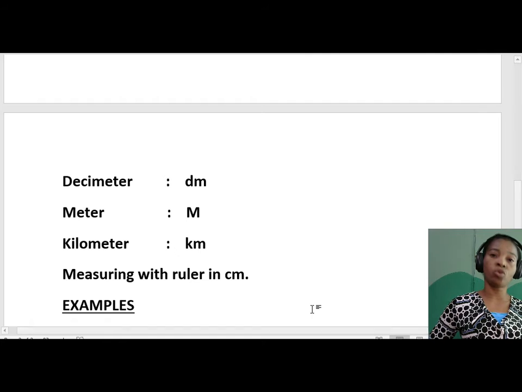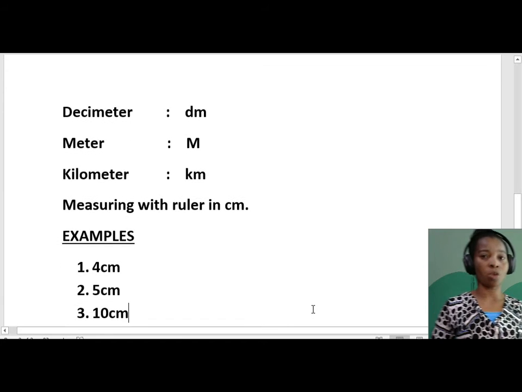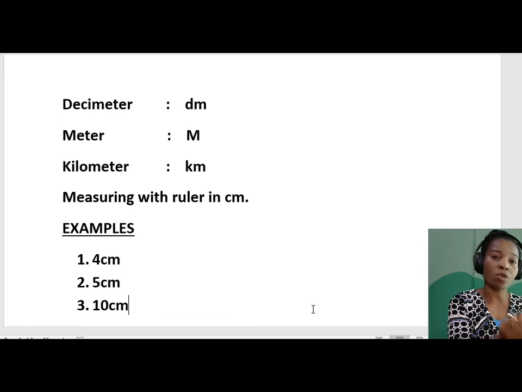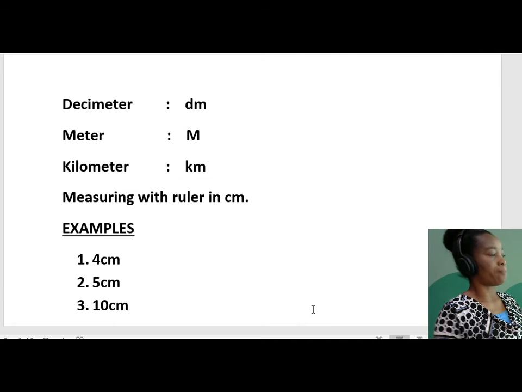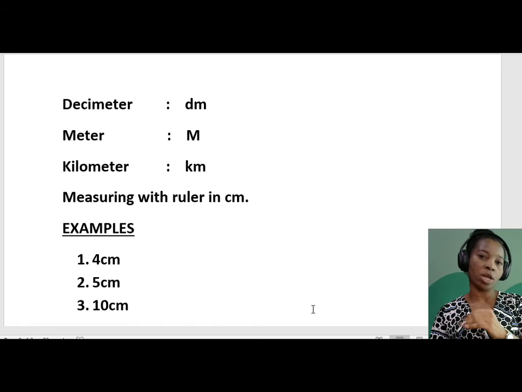Okay, measuring with a ruler in cm. That's what we're going to do now, to use our ruler. If you have a ruler at home, sweetheart, just pick your ruler, and as you pick it to measure, you are going to check the ruler you have at home. Some might have cm this way, and the other side might be inch. So be careful not to use the wrong side to measure.